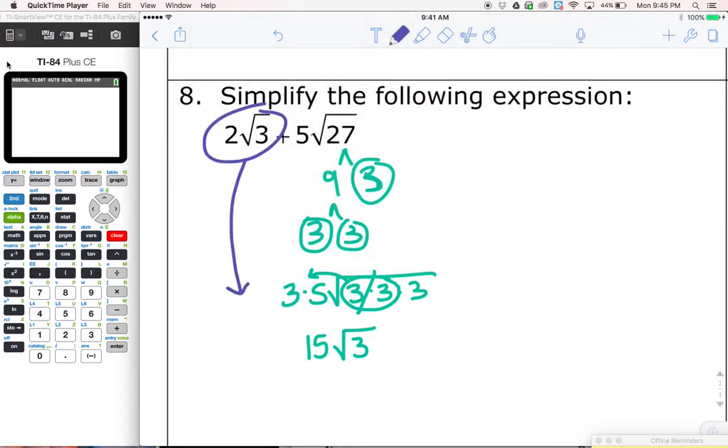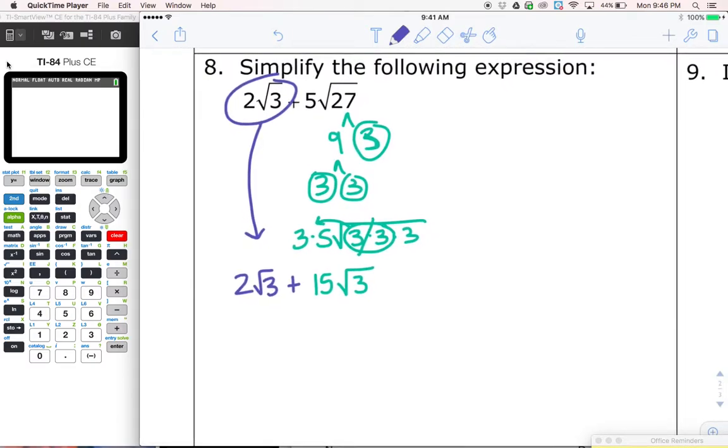This is a problem we were trying to add. So we've got 2 square root of 3. We're trying to add 15. But now we're happy because our numbers inside are matching. So we go ahead and add these up. So how many square roots of 3 did I have? Well, I had 2 square roots of 3, and then I added 15 square roots of 3, so my final answer is 17 square roots of 3.